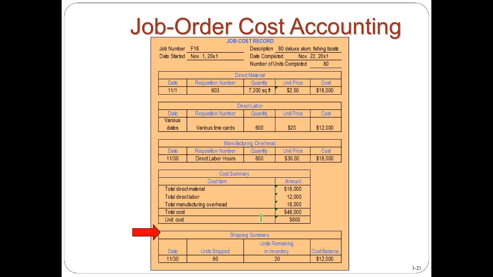Then we can have the shipping information. If units shipped were 60, units remaining therefore would be 20, and that times our unit cost would be the 12,000 here. And that's the end of the first section.